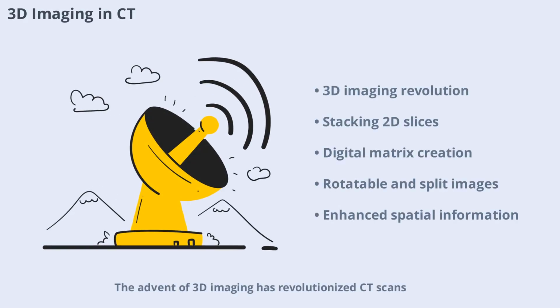The advent of 3D imaging has revolutionized CT scans. By stacking 2D slices sequentially, a three-dimensional matrix of digital information is created, representing the scanned object. These 3D images can be rotated, split, and manipulated to generate individual views of different tissue types. The introduction of 3D image display has eliminated the need for mental reconstructions, providing more spatial information than ever before.